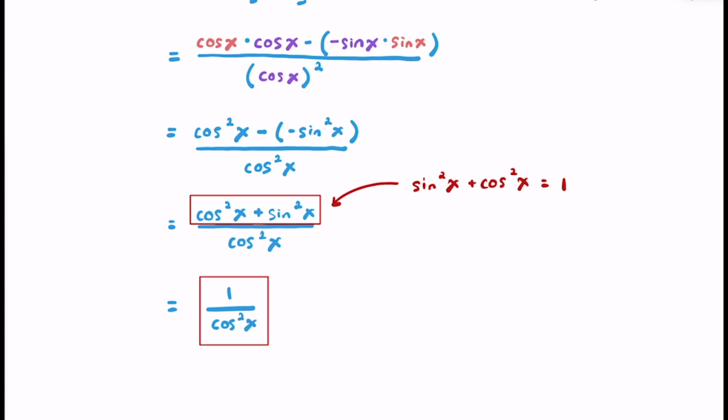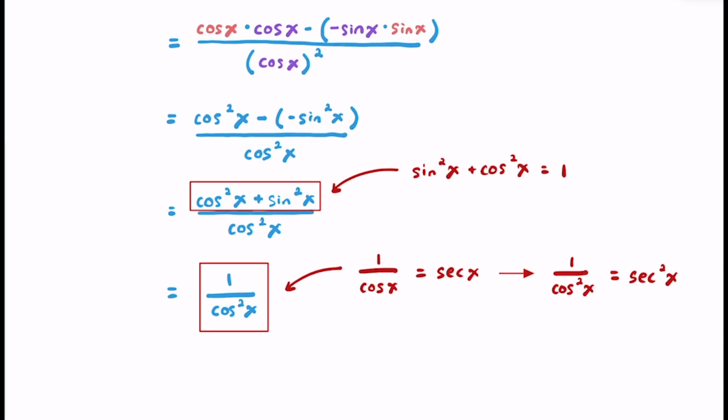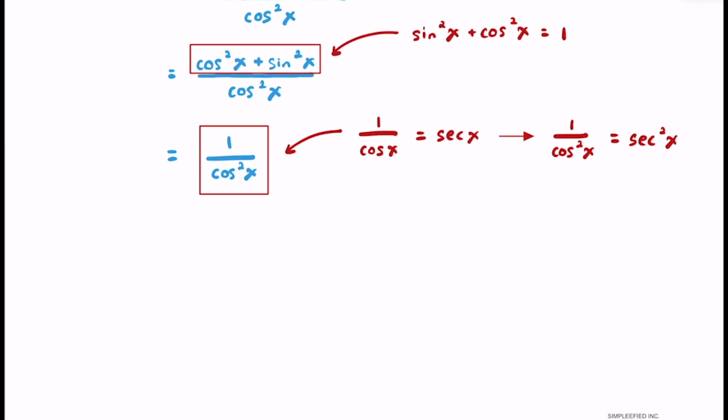Now, another thing to remember about one of your basic trig identities is that when you see the reciprocal of cosine of x, or 1 over cosine of x, that's equal to secant of x, right? If that's the case, then you also want to remember that 1 over cosine squared of x is just going to be equal to secant squared of x. So using that information, instead of writing this 1 over cosine squared of x, we're just going to write secant squared of x. So that whole entire thing is going to simplify down to just being secant squared of x.